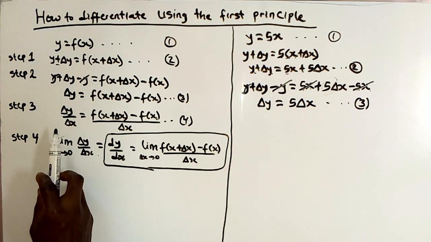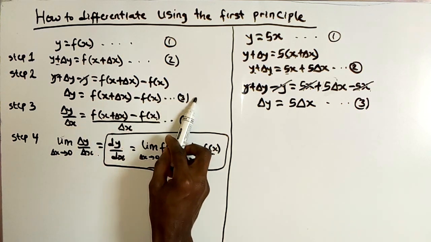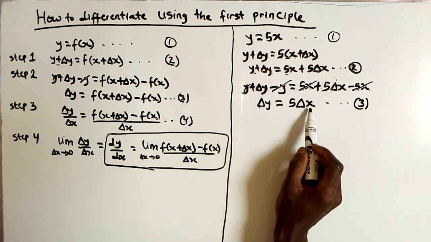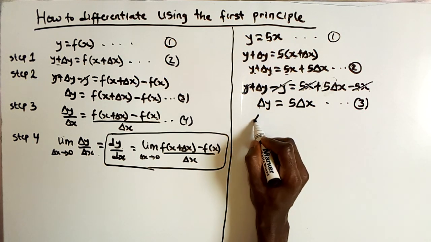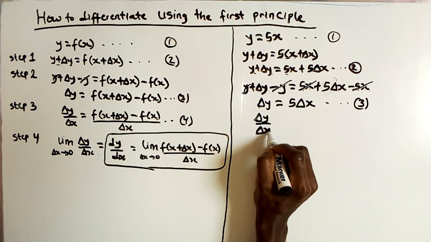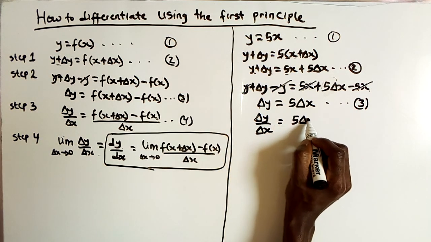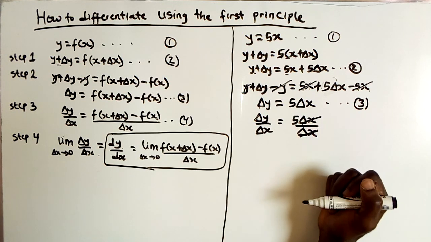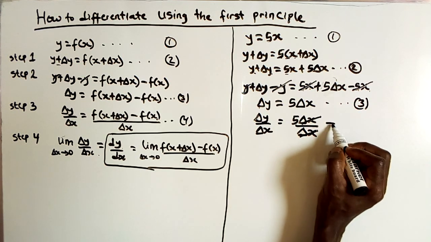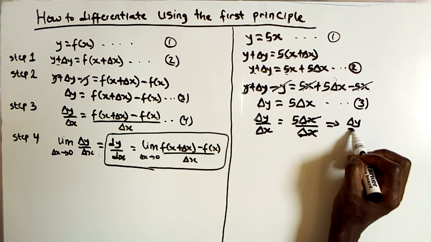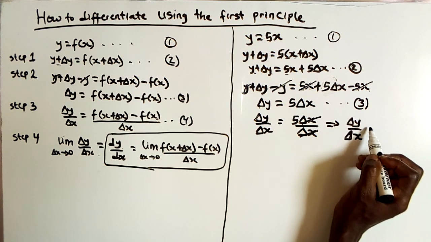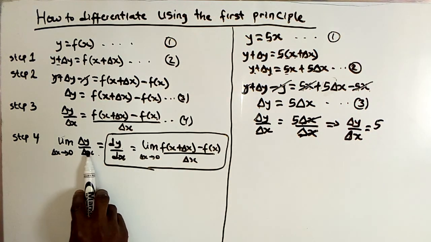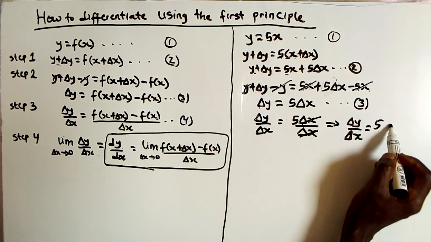Now the next step here, we said divide through equation 3 by change in s. So use change in s to divide through. If you do that here, this will become change in y over change in s is equal to 5 change in s over change in s. Now here change in s and change in s can cancel. So this implies that change in y over change in s is equal to 5. Now the last step, we say take the limit. Let's call this one our equation 4.